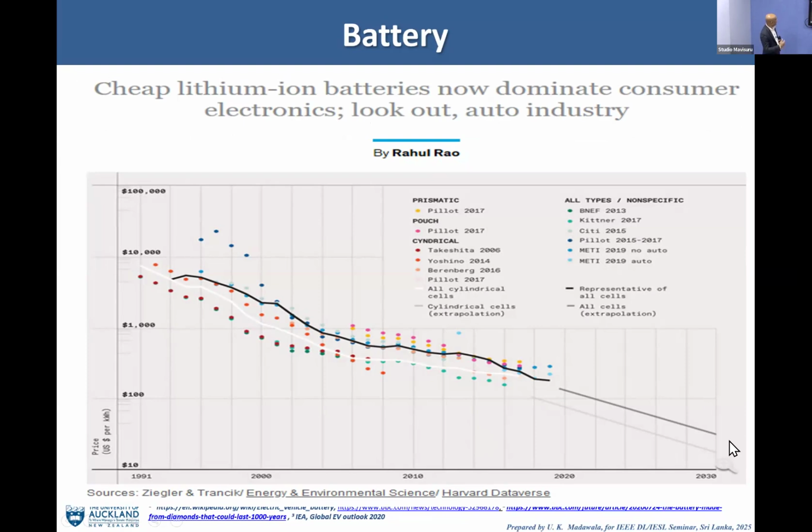Not only the cost, but also the energy density. The energy density of the battery is quite good, but the power density is less in comparison to supercapacitors. But it is now reaching the supercapacitor level, and that's what the battery manufacturers say.